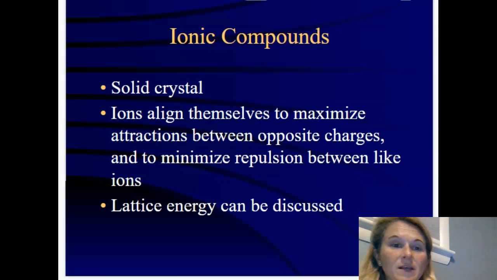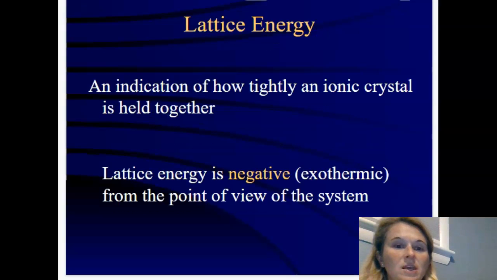All right, so let's bring these ions together into ionic compounds. We will form solid crystals. Ions align themselves to maximize attraction between the opposite charges and, of course, minimize repulsion between like ions. So they are going to line up so that positives are with negatives and negatives are with positives. And we will discuss this lattice energy.